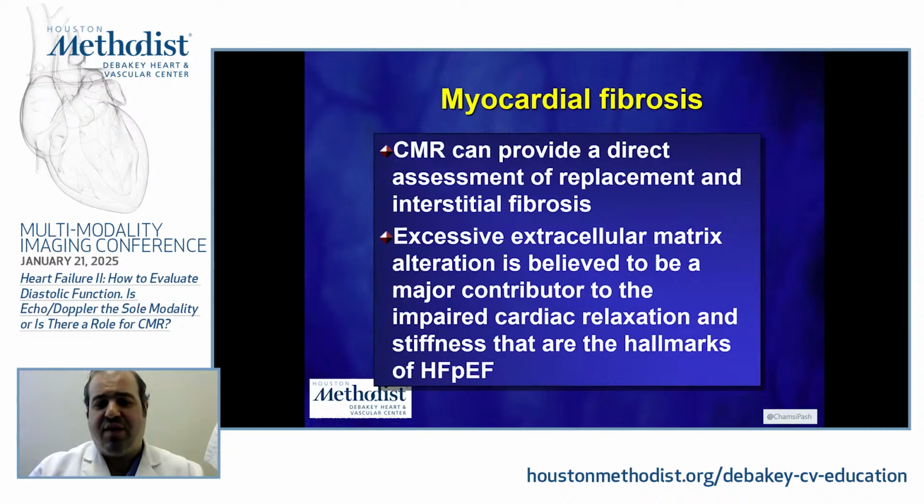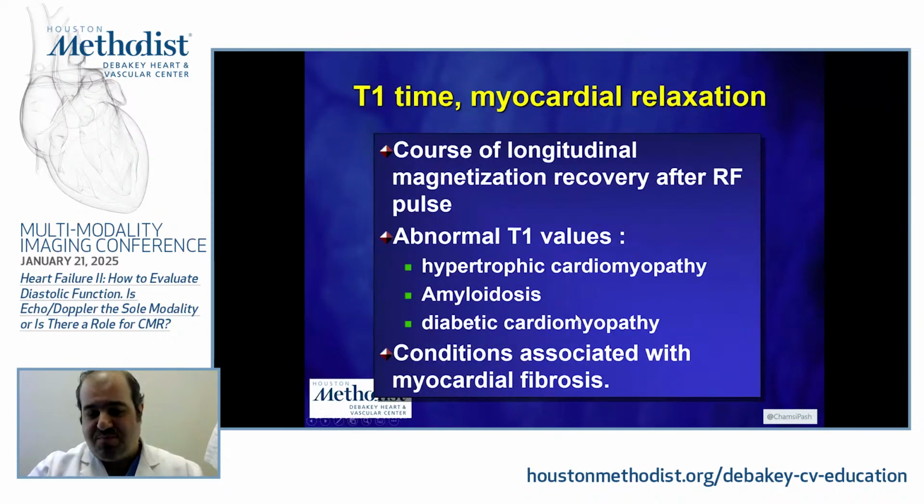Moving on to myocardial fibrosis, we know that MRI can provide a direct assessment of the replacement fibrosis that we typically see as high signal intensity with delayed gadolinium enhancement, but also the interstitial fibrosis, which is the expansion of the extracellular matrix. It is believed that this is a major contributor to the impaired myocardial relaxation and increased stiffness that is seen in our HFpEF patients.